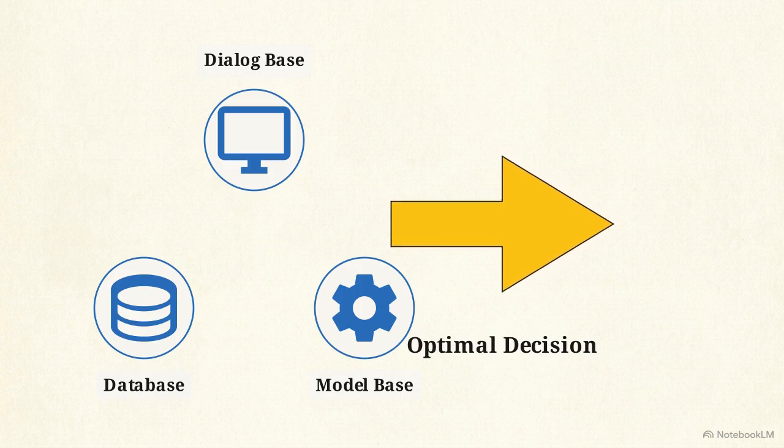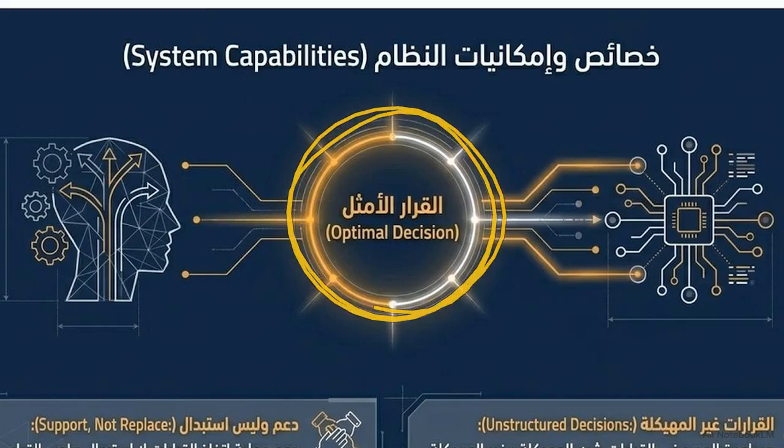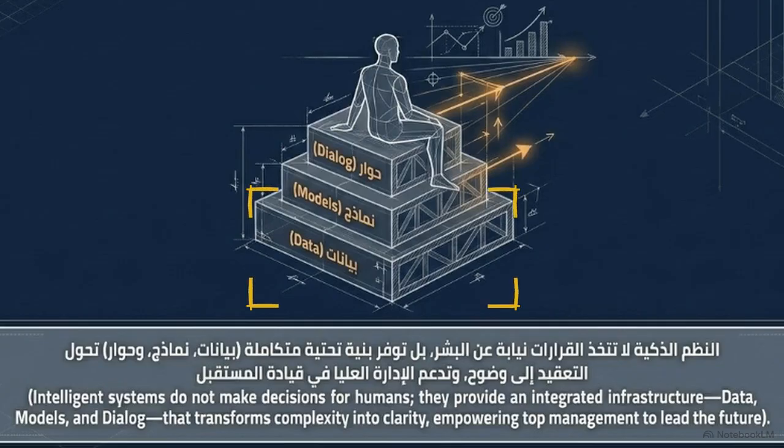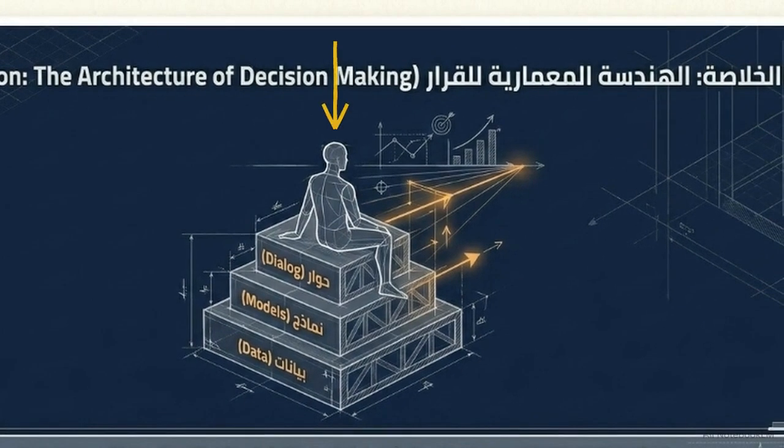This brings us to the core objective shown in the center of this graphic, the optimal decision. It's the sweet spot that perfectly balances the budget, the ingredients, and the customer's experience. Looking at the foundation of this pyramid, data, models, and dialogue, this is just infrastructure. The machine never makes the final choice. A decision support system places the human at the top, giving leaders clarity to confidently steer forward.